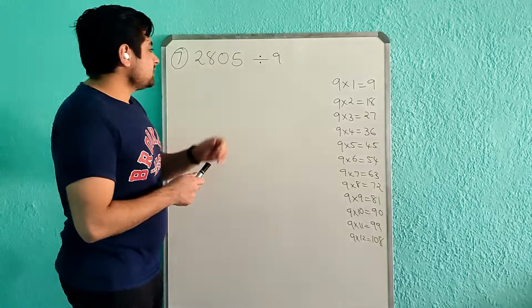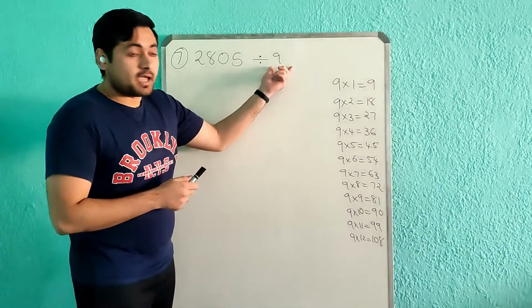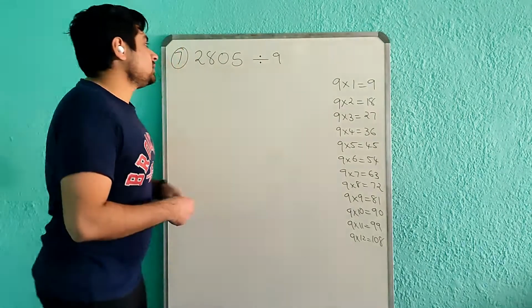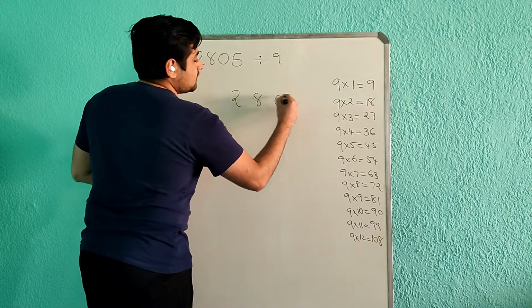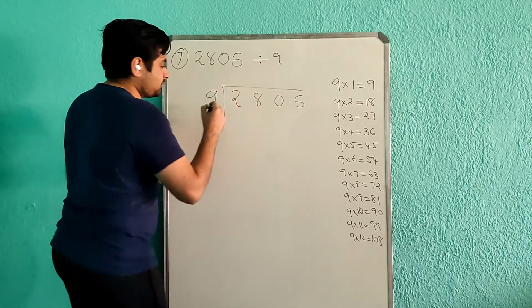Question 7 says 2805 divided by 9. Since we are dividing by 9, we have our table of 9 written on the right side, right? So now let's go and write this. So we have 2805 divided by 9, right?